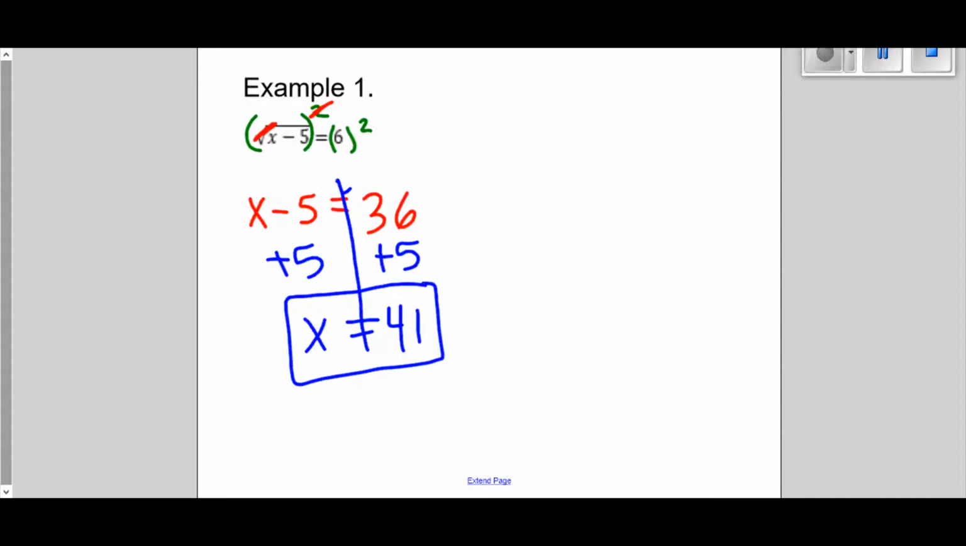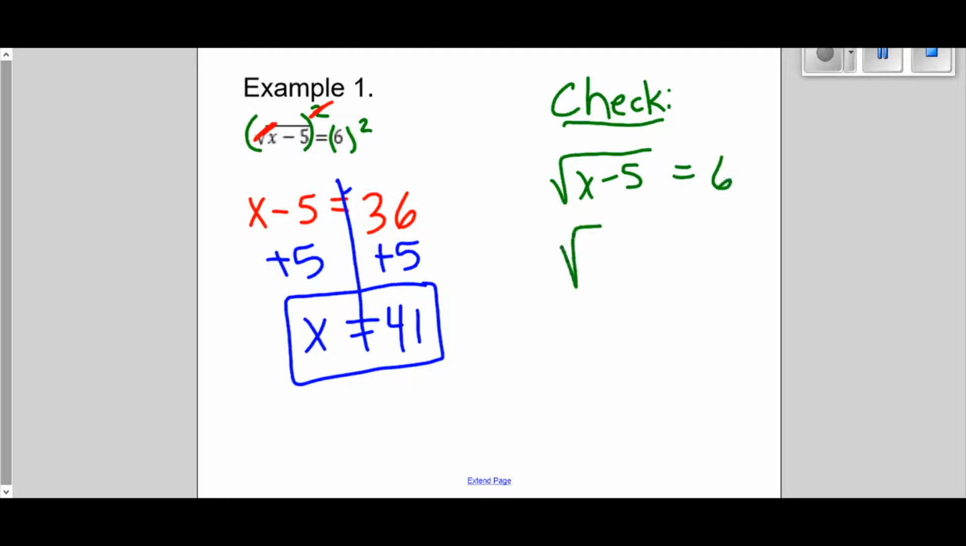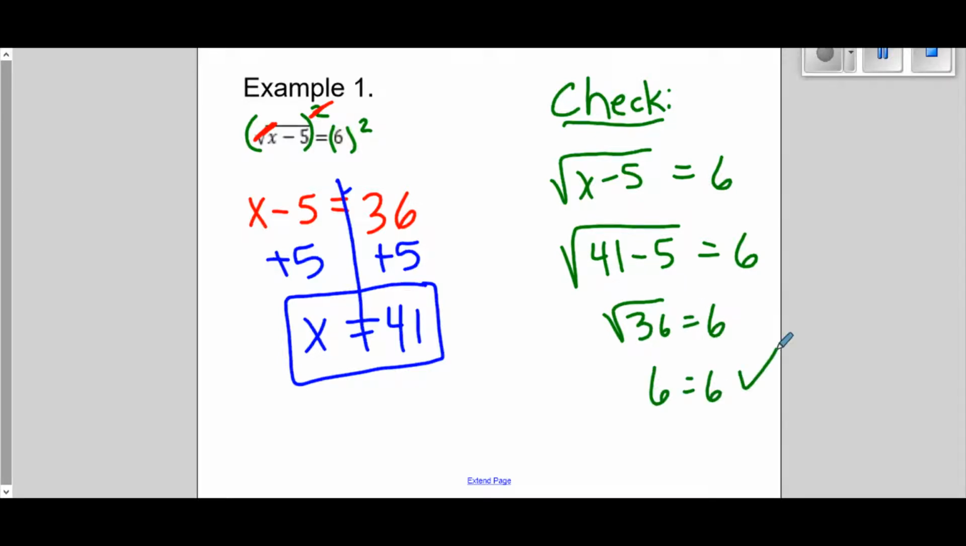And now I'm going to check. So remember, you've got to check your solutions, because you could get a case where one of your solutions is extraneous. So let's take the square root of x minus 5 equals 6, and I'm going to plug in 41 for x. So this will be the square root of 41 minus 5 equals 6. So this is the square root of 36 equals 6, and so 6 equals 6, so that checks. So my answer here, 41, is the answer for this problem. So it would be okay to type 41 into MathXL here because my answer checked.